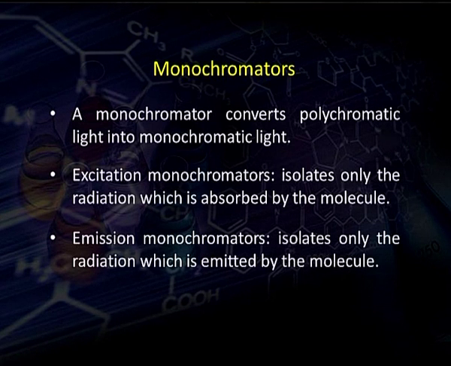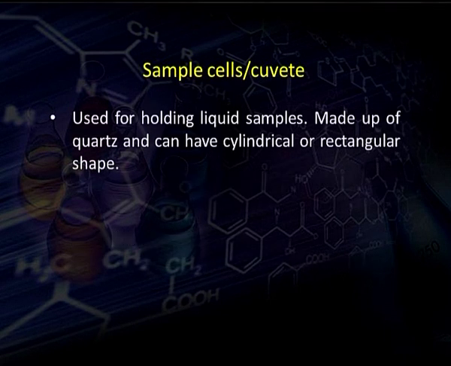Excitation monochromators are the ones which isolate only the radiation which is absorbed by the molecule, and emission monochromators are the ones which isolate only the radiation which is emitted by the molecule. Coming on to the sample cells, which are also called cuvettes. It is used for holding liquid samples, made up of quartz, and can have cylindrical or rectangular shape. The path length is usually 1 centimeter.